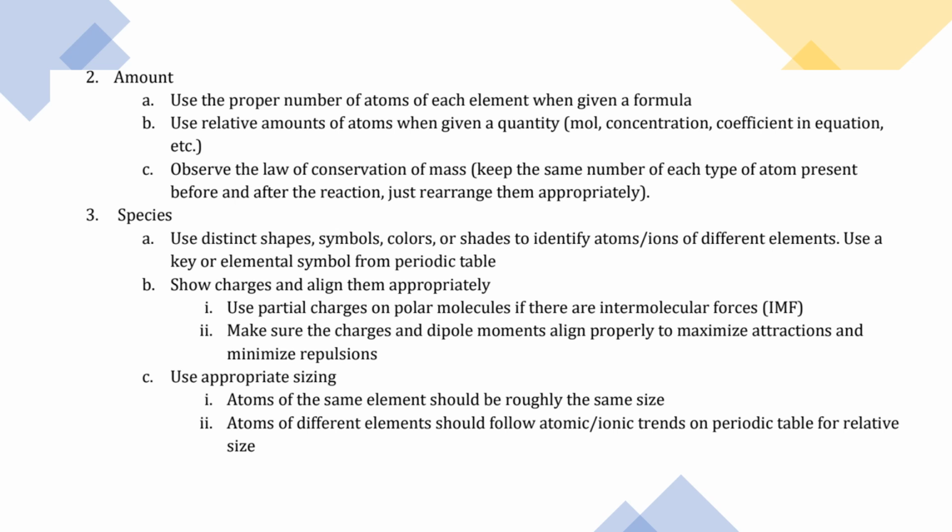The correct species, meaning shapes, circles, squares, whatever, shades to identify different atoms or ions. Use a key or the elemental symbol from the periodic table. Show the charges if you need to, and then outline appropriately. Use appropriate sizing. Atoms of the same element should be the same size. If it's a different element, they should try to follow atomic and ionic trends on the periodic table.